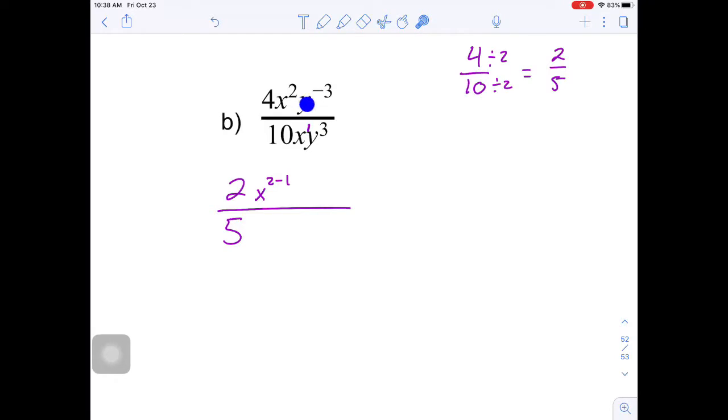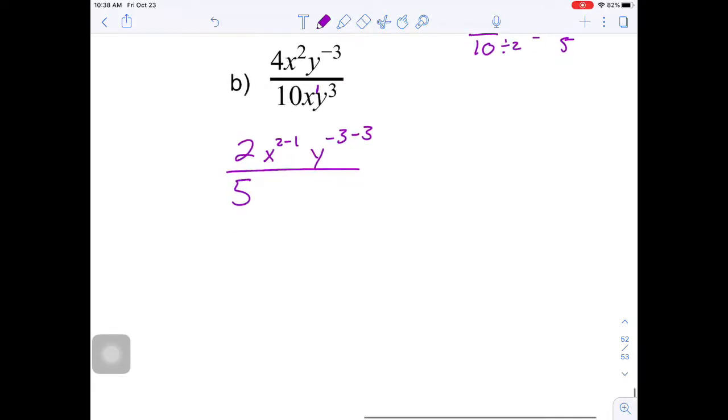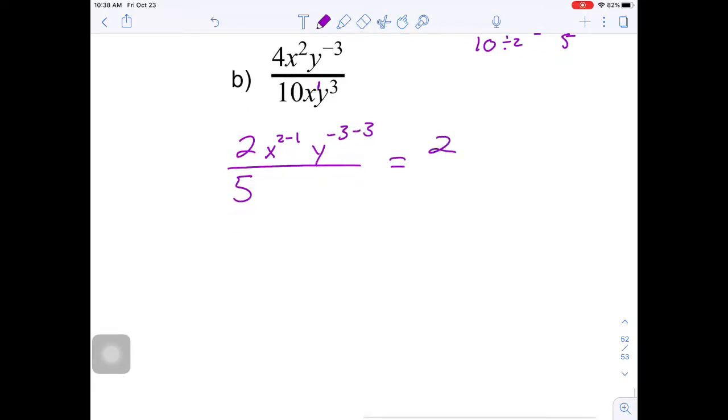And then here, I have y to the power of negative 3 divided by y to the power of 3. Well, I take my numerator's exponent and subtract my denominator's exponent. So this will be y to the power of negative 3, minus 3. From here, we can't do too much with our numbers any longer. 2 minus 1 gives me 1, so this will be x to the power of 1, or simply x. Y to the power of negative 3 minus 3 gives me y to the power of negative 6.